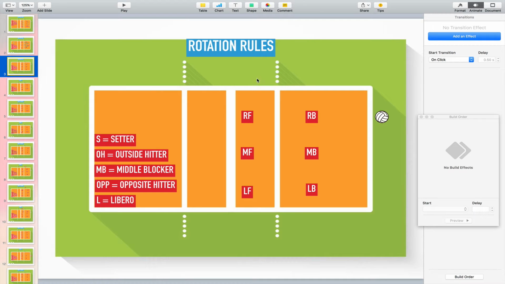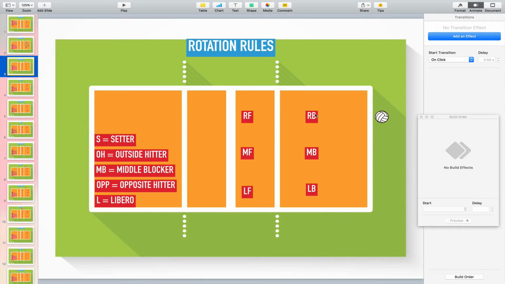So in this video we're going to go over rotations 1 and 2, but I want to talk about some rotation rules before we get into it. These aren't positions on the court, they're just locations. If you're the person in the right back or the middle back or the left front or the middle front or the right front, they're not your positions like over here.